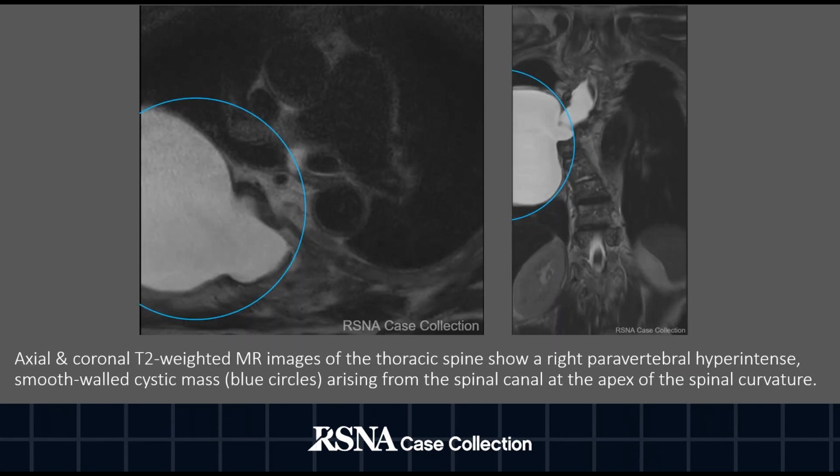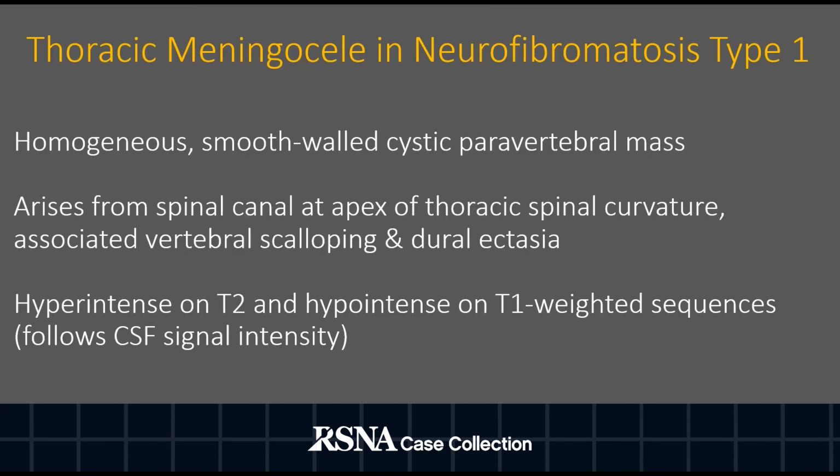as I point out with the white arrow. Next, axial and coronal T2 weighted MR images of the thoracic spine show a right perivertebral, hyperintense, smooth-walled, cystic mass, as indicated by the blue circle arising from the spinal canal at the apex of the spinal curvature. Our diagnosis is a thoracic meningocele in neurofibromatosis type 1.